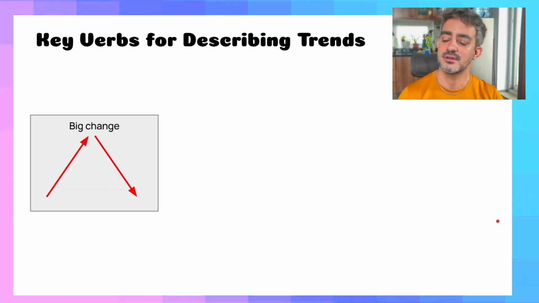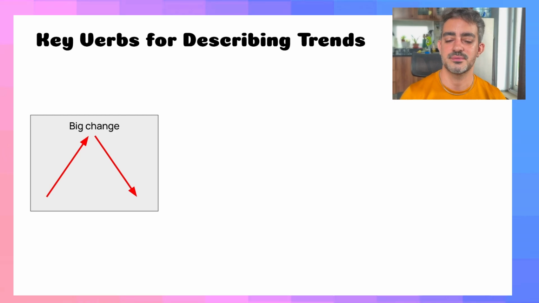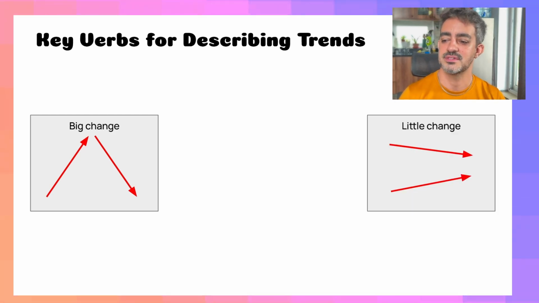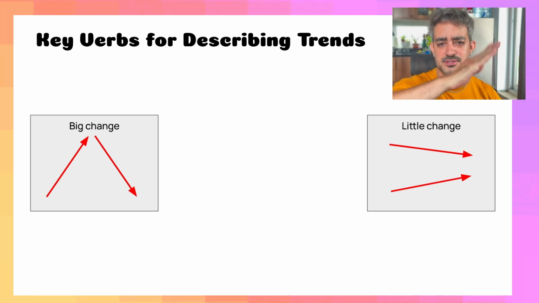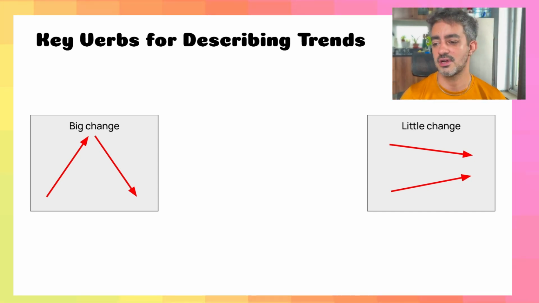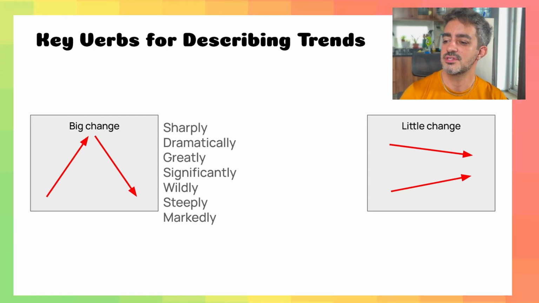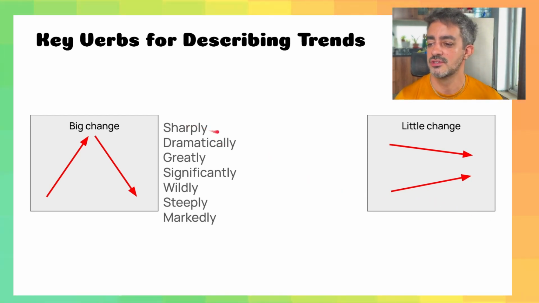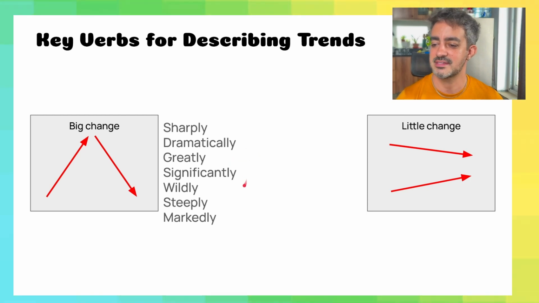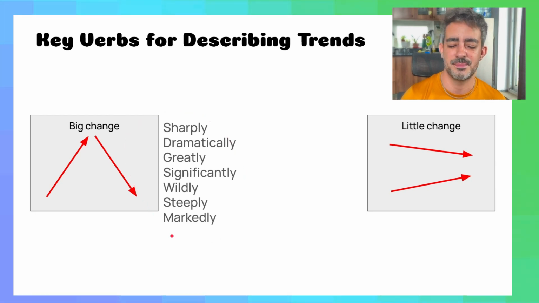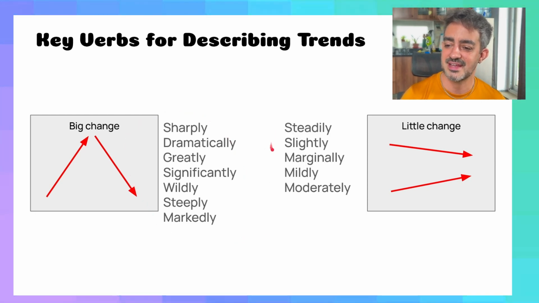Okay, so here's what we're focusing on then. We're focusing on adverbs that show a big change and ones that show a little change. Okay, remember, the closer to vertical that a line is in a chart, the bigger the change. So some adverbs you might use would be sharply or dramatically, greatly, significantly, wildly, steeply, markedly. These are all adverbs to describe a big change, whereas steadily, slightly, marginally, mildly, or moderately could be used to describe a smaller change or just a very, very small change, okay?